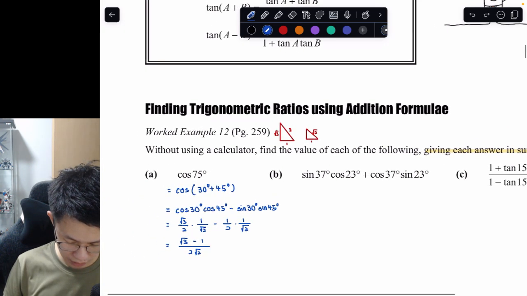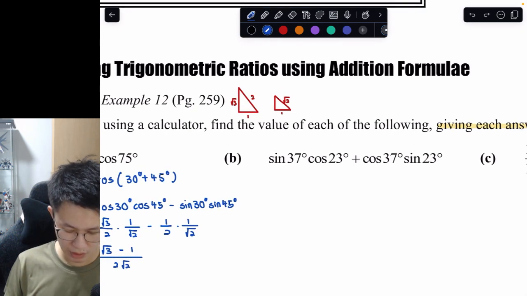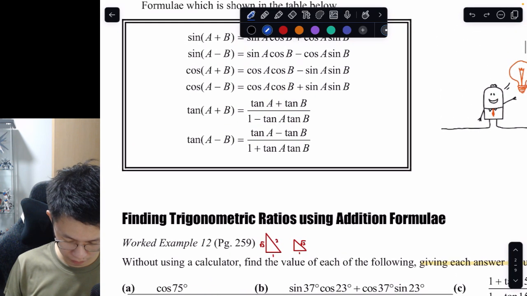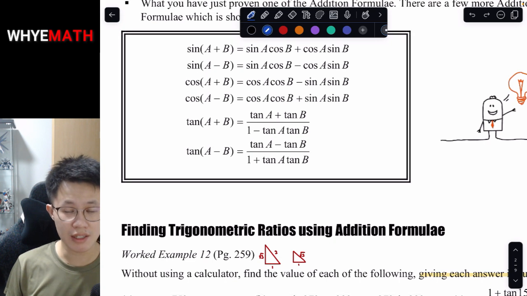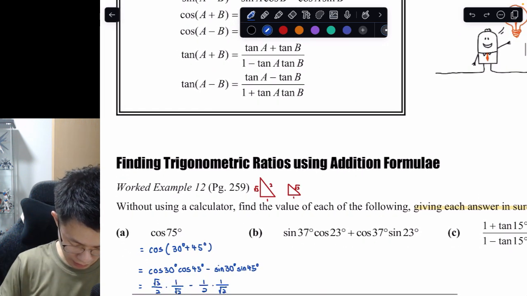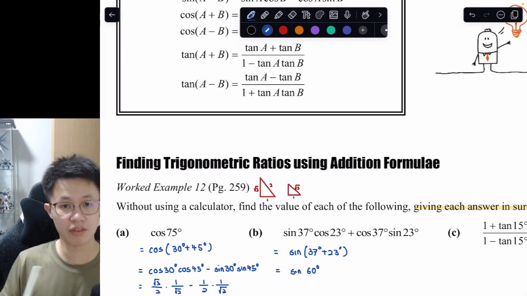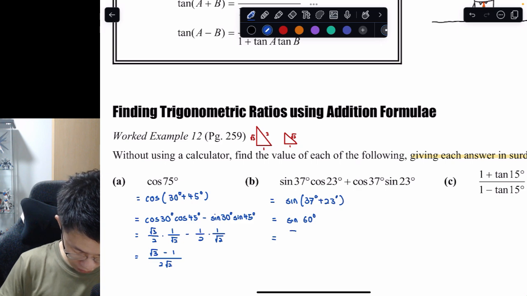Next we have over here sine 37 degrees cosine 23 degrees plus cosine 37 degrees sine 23 degrees. This doesn't look easy, but if you compare to the above, this is actually your very first one, sine A cosine B plus cosine A sine B. So in this case, this is simply sine of 37 degrees plus 23 degrees, which is in fact sine 60 degrees. Sometimes the addition formula can be used like that too, and this will give you square root 3 over 2.